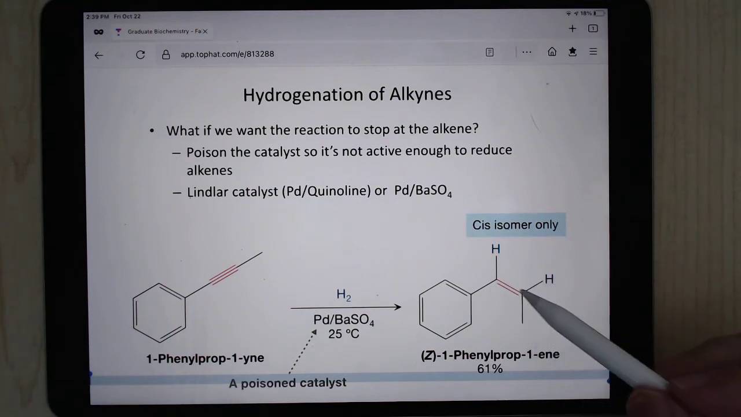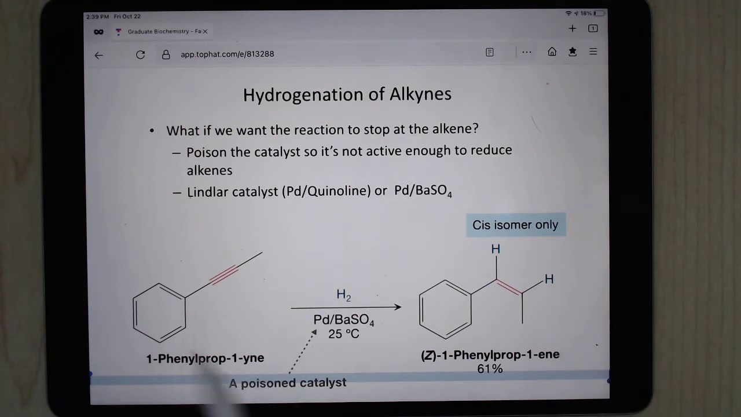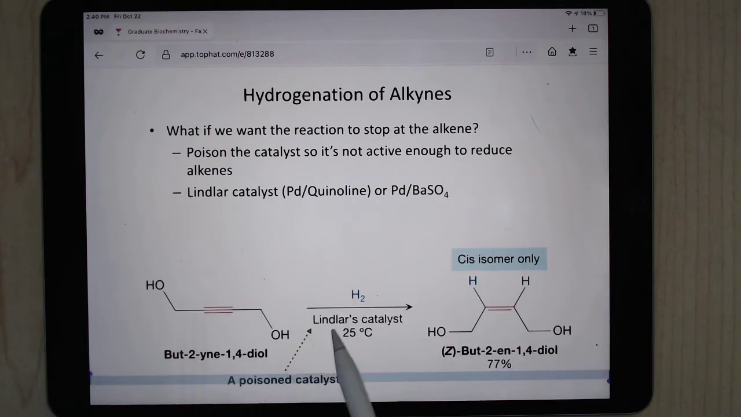So what that ends up meaning is that you end up with a cis double bond. So if you want to make a cis double bond, you do a hydrogenation in the presence of one of these poisoned catalysts, either palladium and barium sulfate or a Lindlar catalyst. Both times, you're going to get the cis double bond. But as chemists, we want to say, well, cis is great.